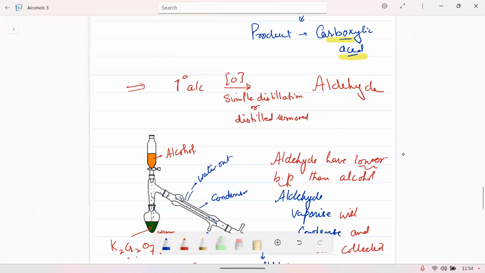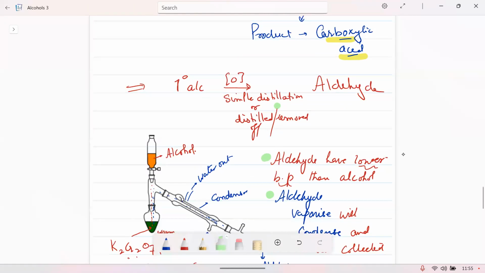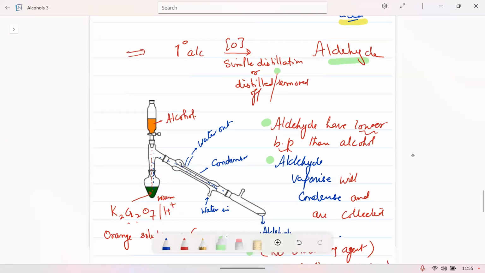So the meaning of simple distillation is like this. The vapors will go and condense. Distilled or removed means distilled off, or removed, you are removing. So you can see you are separating it from the oxidizing agent, so you end up with an aldehyde. So this is the meaning of primary alcohols oxidized under simple distillation or distilled off. And this ends up with an aldehyde.